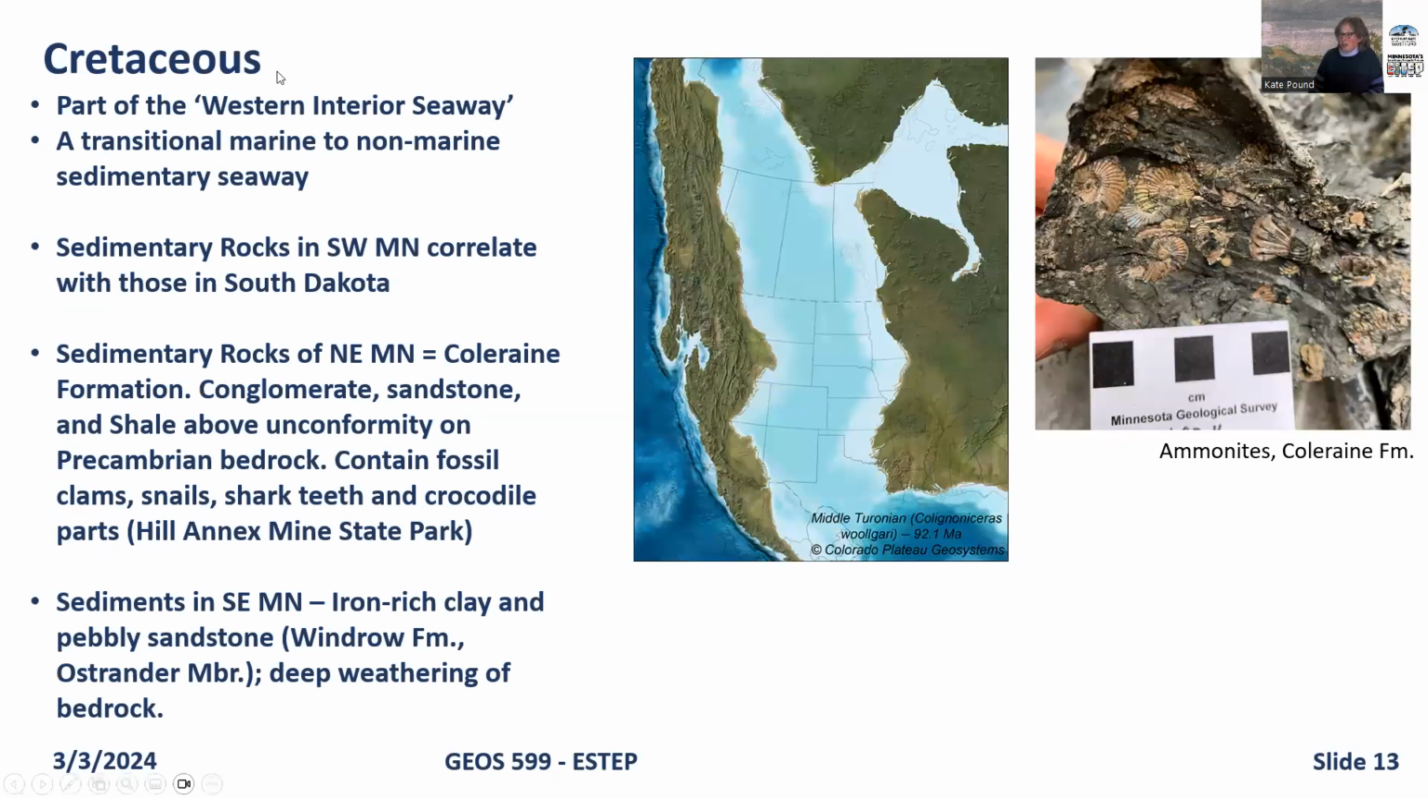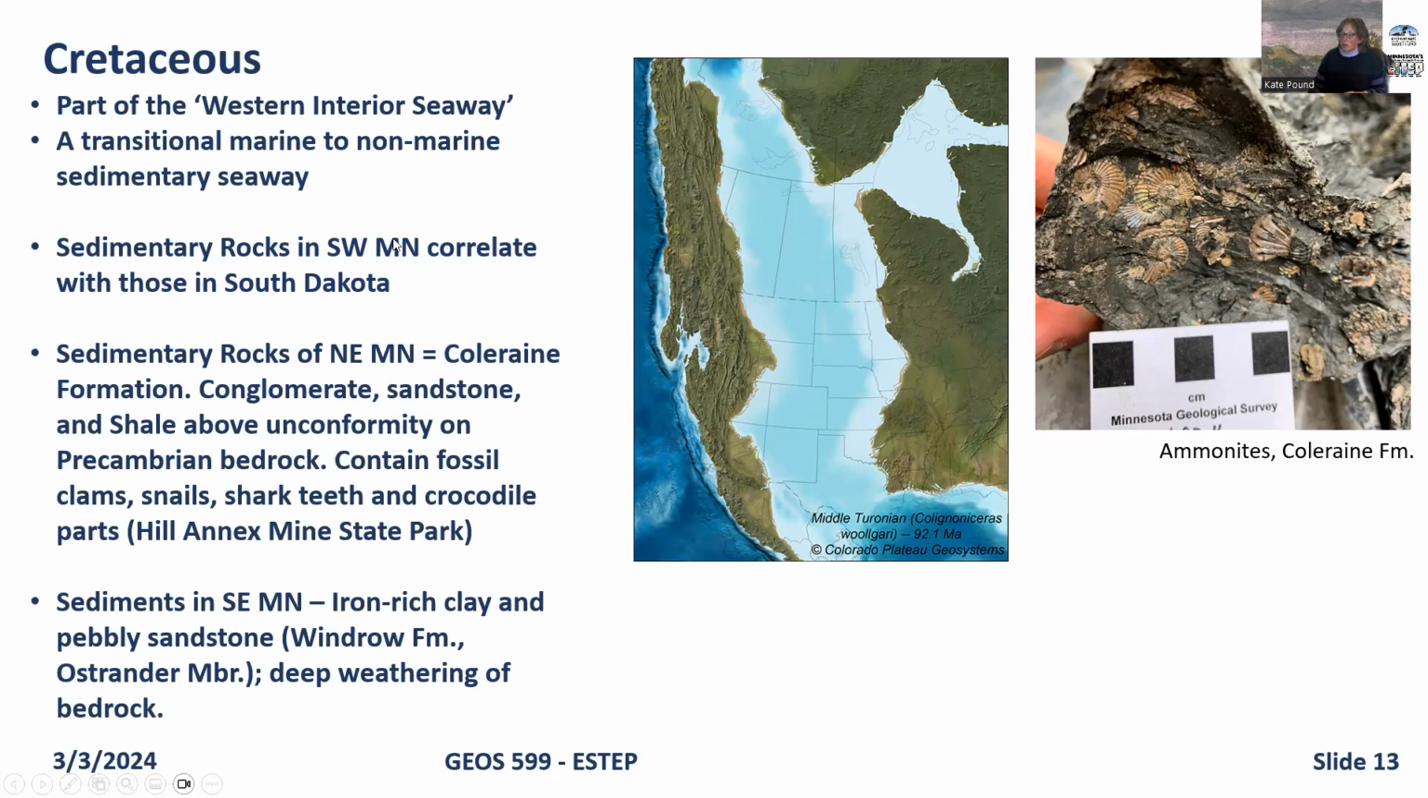Now, the Cretaceous gets a lot more interesting. At that time, look over to the map here. There was what we call the Western Interior Seaway. And this essentially separated North America into a western and a kind of goofy eastern portion. This was a transitional marine to non-marine seaway, or you can think of it as a shallow sedimentary basin. And there were some Cretaceous rocks deposited on Minnesota basement. There are really three areas where we find them.